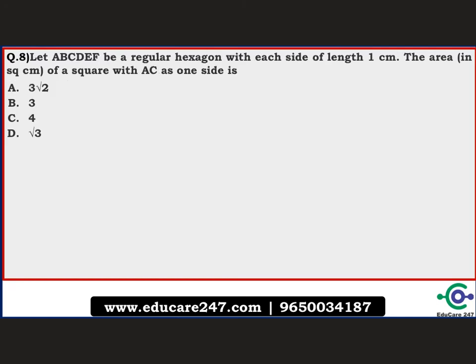So the next question says, let ABCDEF be a regular hexagon with each side of length 1 centimeter. The area in centimeter square of the square with AC as one side is. So basically what they have given you is a hexagon with side 1 centimeter, and they have asked what would be the area of the square on side AC. So let us just draw a hexagon first.